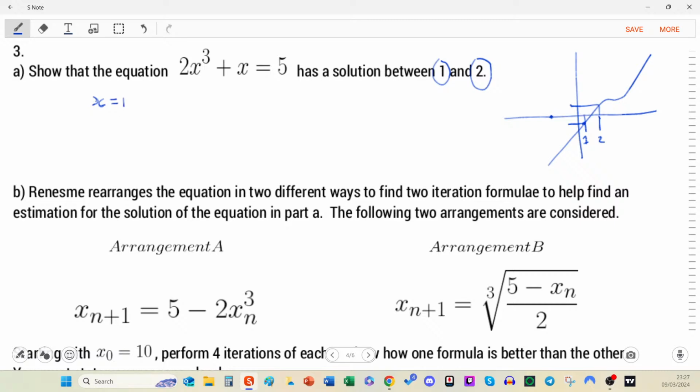Just be careful on your calculator. So 2 times 1 times 1 times 1, which is 2, and plus 1, which is 3. And essentially, what we want to do to really prove this is rearrange it. So proving that the solution is between those two, in this case, means that it's going to be either less than or more than 5.